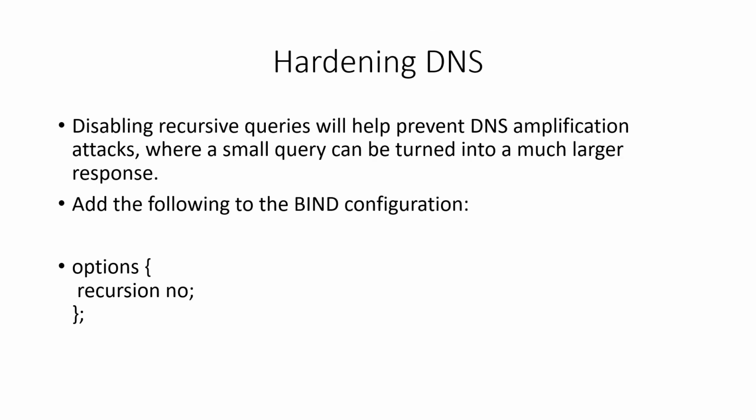And the final hardening of DNS would be disabling recursive queries, which will help prevent DNS amplification attacks, where a small query can be turned into a much larger response. As before, you'd have to download bind to that server, and then you would add the following to the bind configuration: options, and then recursion, and you would put no.